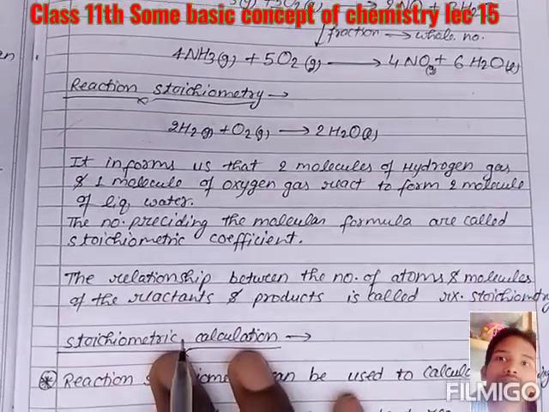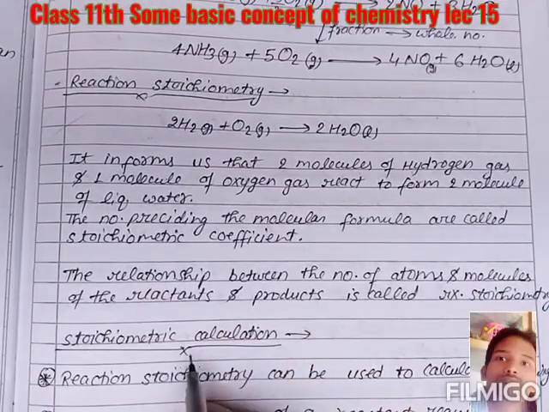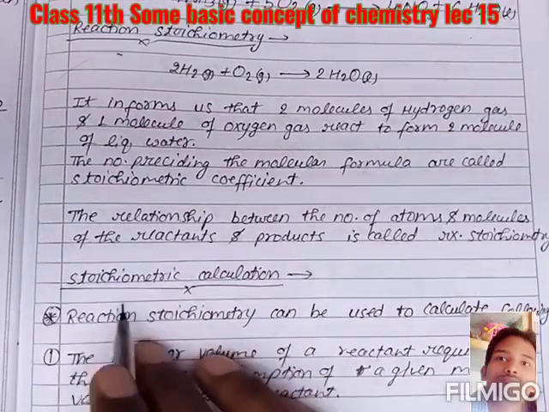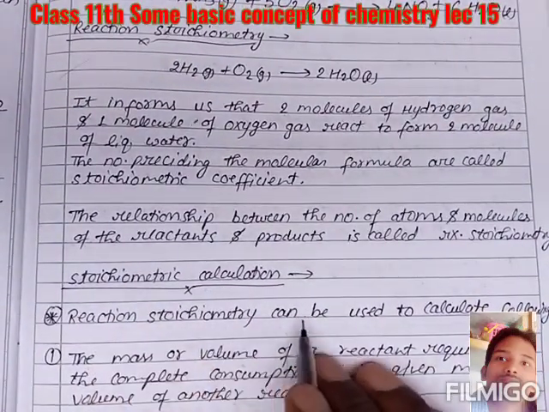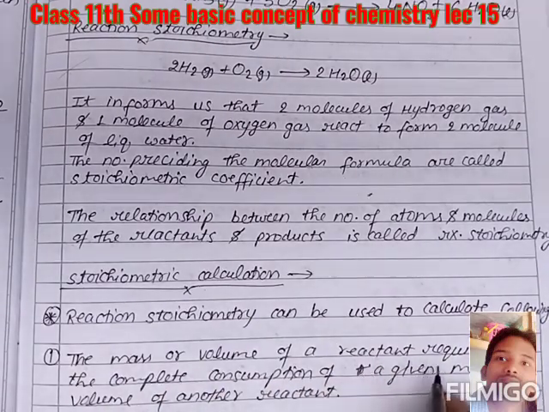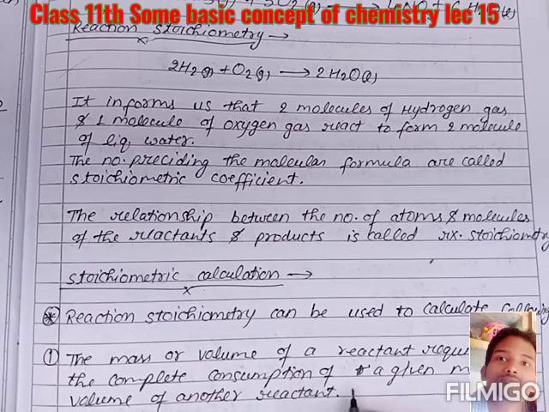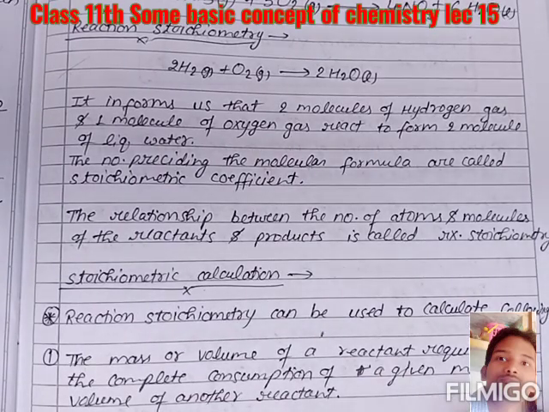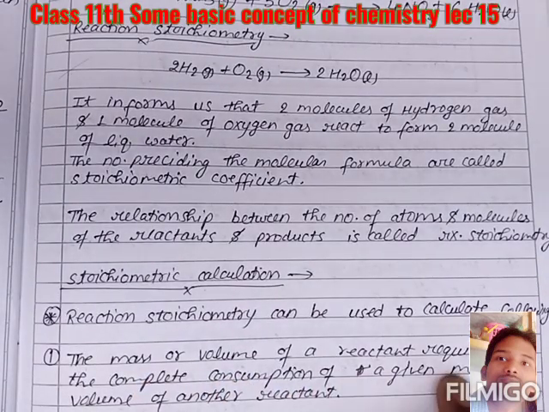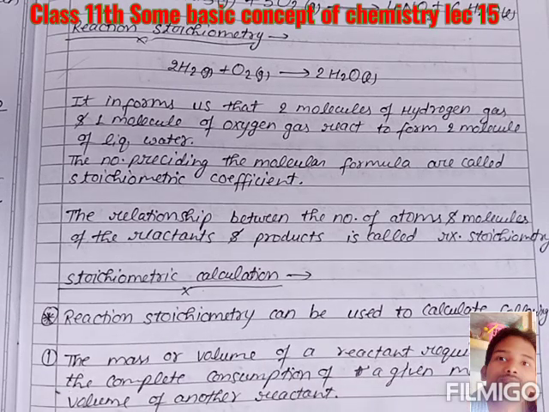Okay, now stoichiometric calculations. How can you do stoichiometric calculations? Reaction stoichiometry can be used to calculate the following: the mass or volume of a reactant required for the complete consumption of a given mass or volume of another reactant. Means we are talking about the mass or volume of the reactant required for complete consumption.